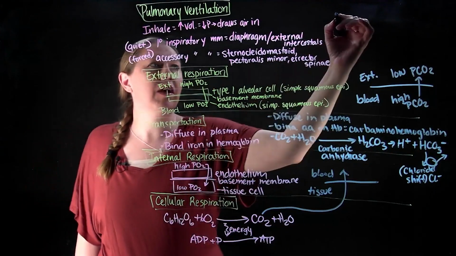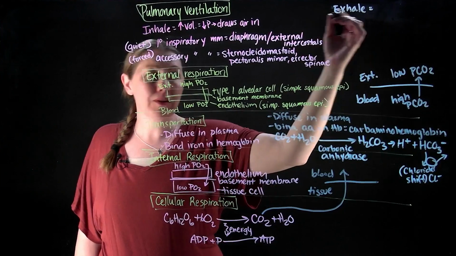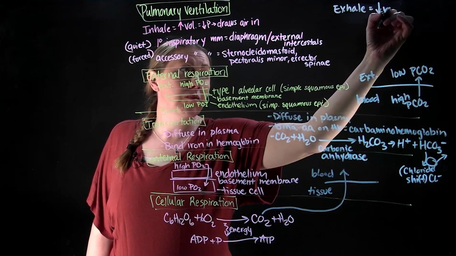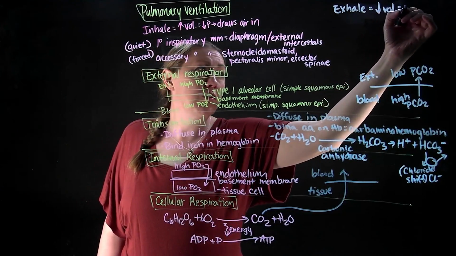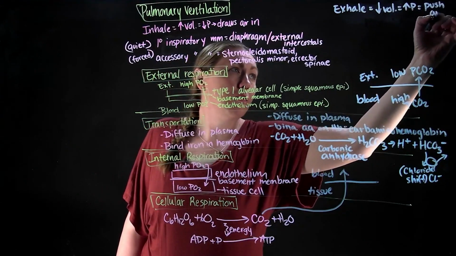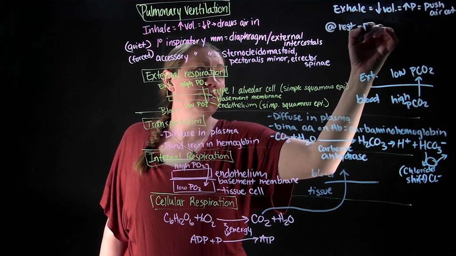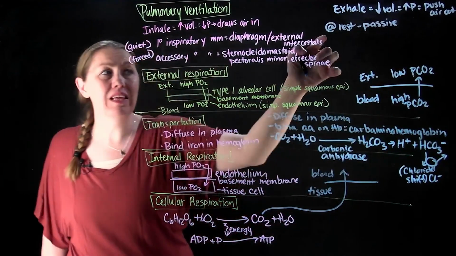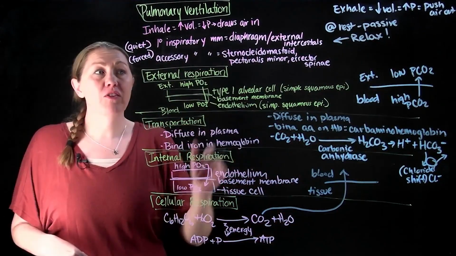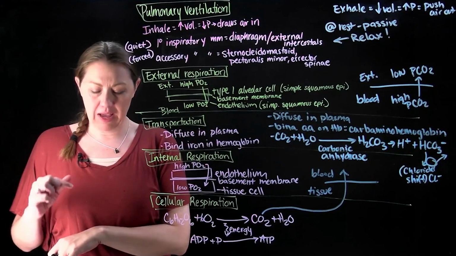Well, if we want to do an exhale, we have to make the volume smaller. We got to do the opposite. So we're going to decrease volume, which squishes the molecules together and increases the pressure. That pushes air out. Well, how do we do that? So at rest, it's what we call passive. Just relax these muscles. So the diaphragm is a dome-shaped muscle. It sits right on the bottom of the thoracic cavity.